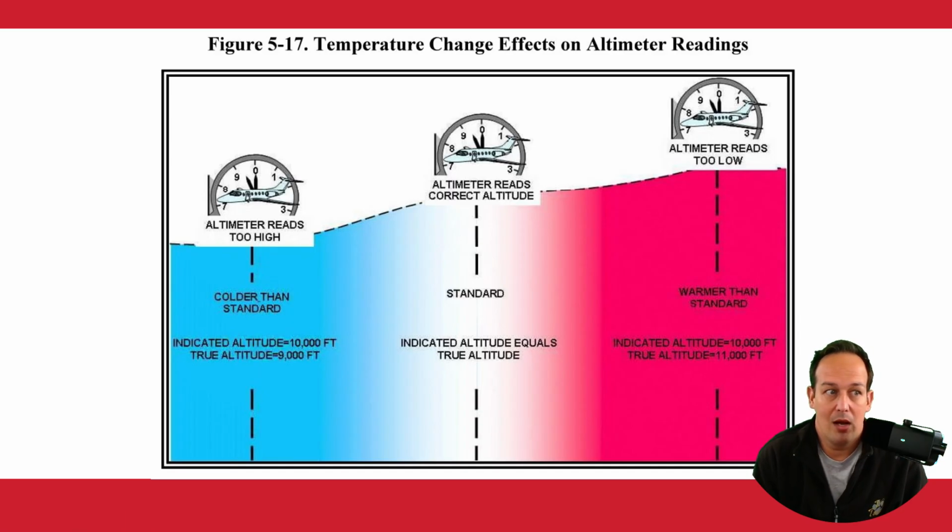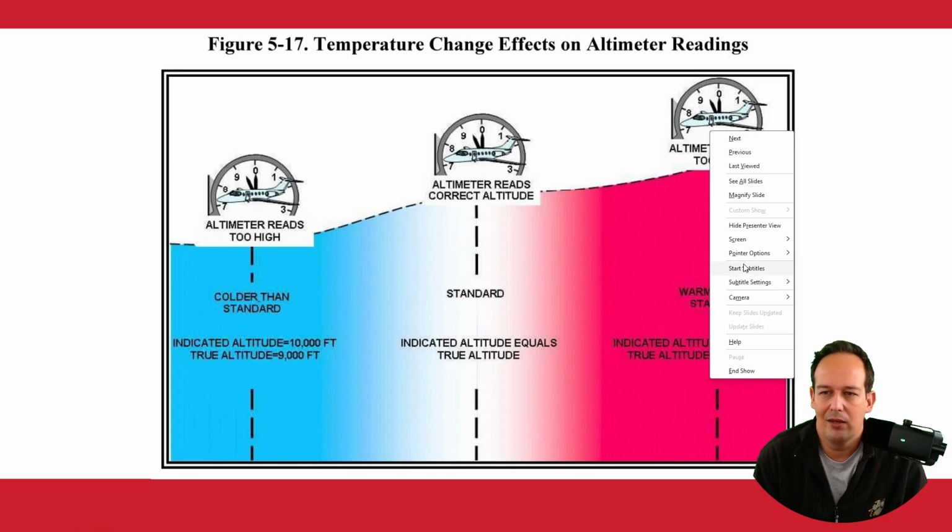So just like flying from an area of high pressure to low pressure, look out below. When you're flying from hot to cold, look out below. When you're flying from an area of low pressure to high pressure, you're too high. Well, flying from cold to hot, you're too high.